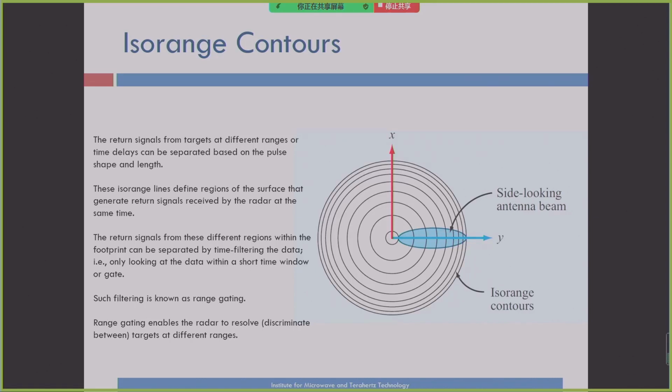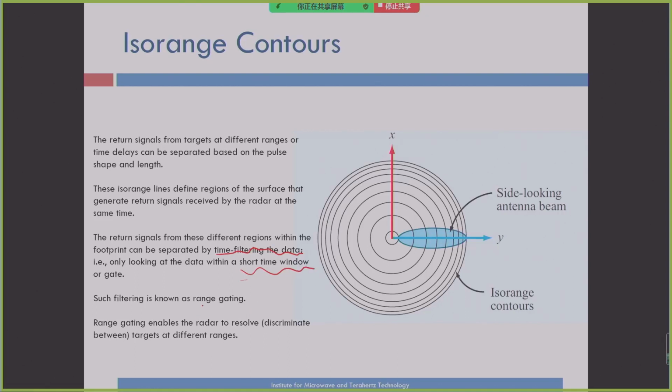So here, isorange contours again. The return signals from the targets at different ranges or time delays can be separated based on the pulse shape and length. So these isorange lines define regions of the surface that generate return signals received by the radar at the same time. So for these circles, for points that are in one circle, the time delay detected by the radar should be constant. So the return signals from these different regions within the footprint can be separated by time-varying the data and looking at the radar within a short time window or gate.